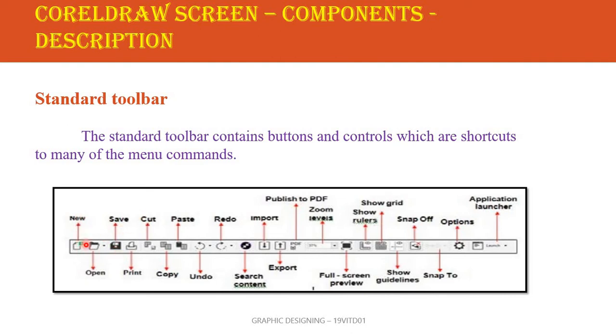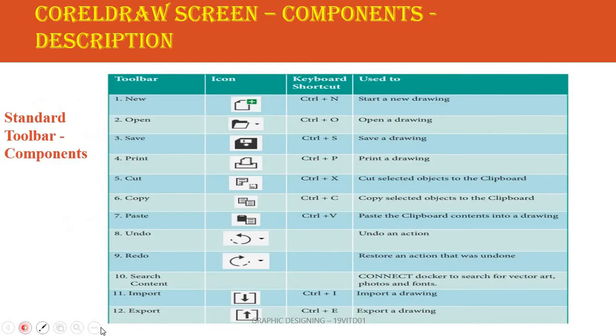For example, using this icon in the toolbar, we can create a new CorelDraw screen. Using this you can open an already existing CorelDraw application. You can save your application by clicking these icons. These are all shortcuts used for the menu items. The functions of these are shown in the next slide.